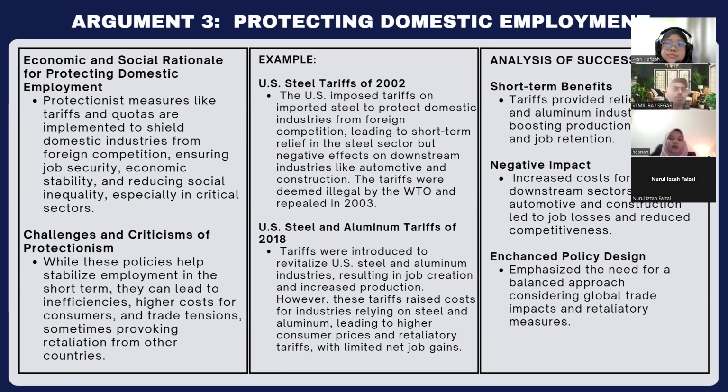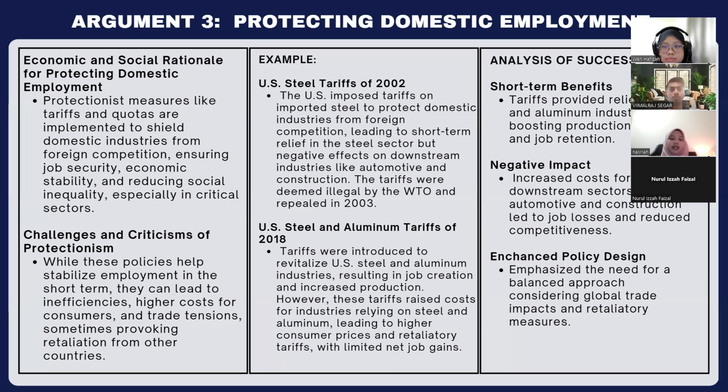So basically, the objective for this policy is to revitalize the domestic metals industry and protect jobs as well. So what is the outcome? The outcome is short-term gain, including increased production and plant reopening. However, there are also some challenges.